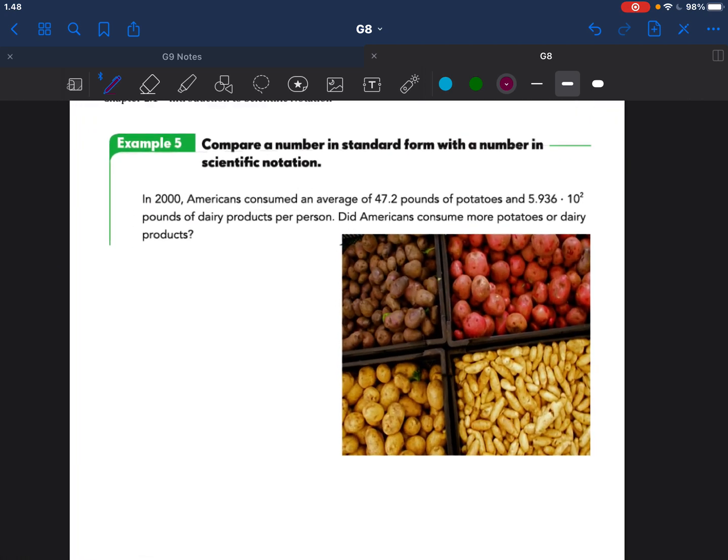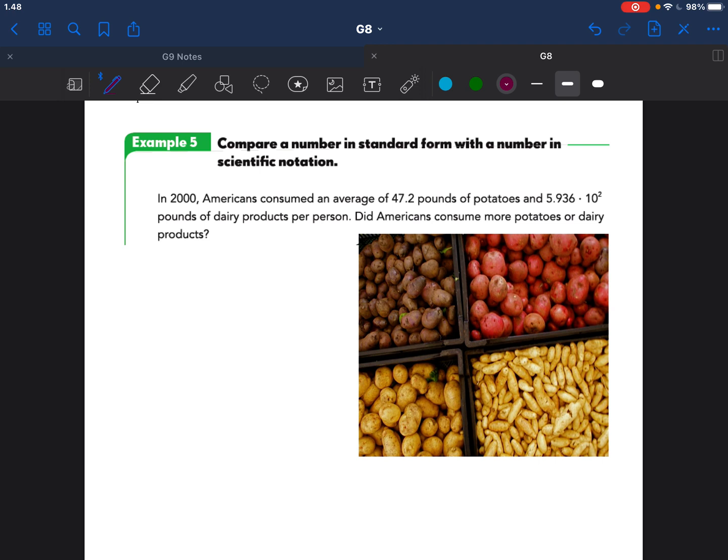Alright, last but not least, potatoes. It says compare a number in standard form with a number in scientific notation. In 2000, Americans consumed an average of 47.2 pounds of potatoes and 5.936 times 10 to the power of 2 pounds of dairy products per person. Oh, that's a lot. Did Americans consume more potatoes or dairy products? Now we're comparing. They're comparing 47.2 pounds and 5.936 times 10 to the power of 2.